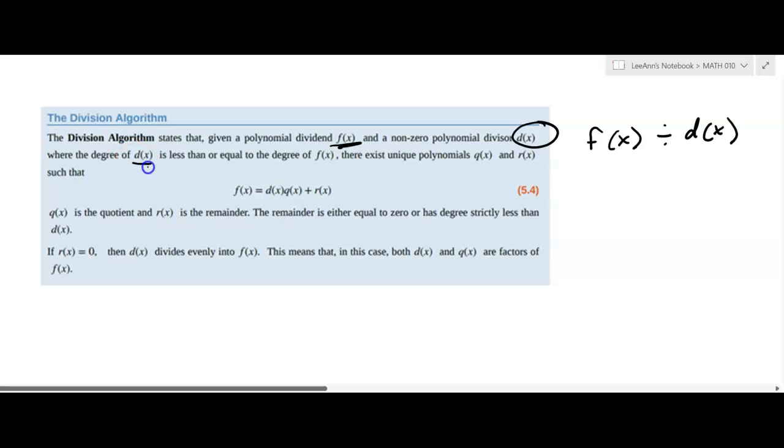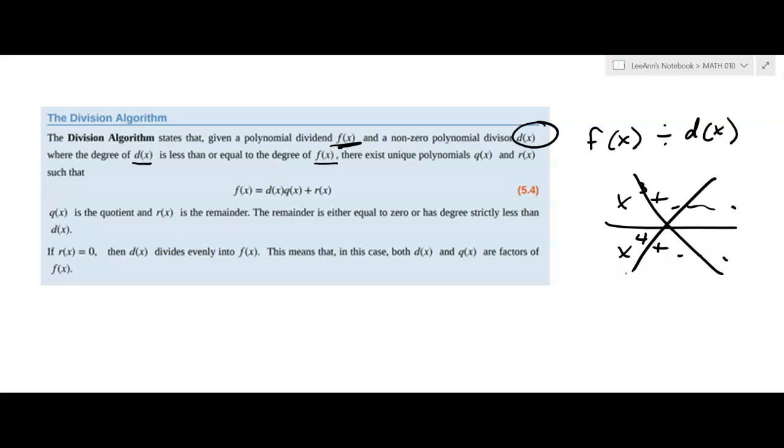The degree of d of x has to be less than or equal to the degree of f of x. So you can't have like an x cubed plus blah, blah, blah divided by x to the fourth plus blah, blah, blah. That won't work, okay? So the degree of the divisor has to be smaller than the degree of the dividend. Or it can be equal to, but that might be a little bit different situation.